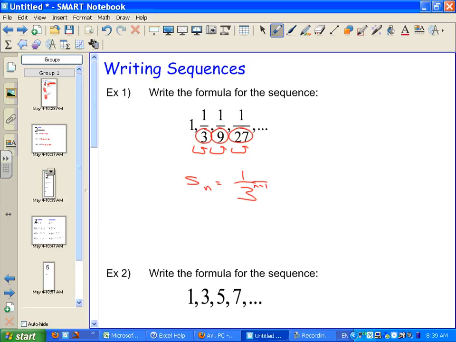Try that. When I plug in 1 here, I'm going to get 1 minus 1 is 0, 3 to the 0 is 1, 1/1 is 1. My second term, I plug in 2. 2 minus 1 is 1, 3 to the first is 3, 1/3. When I plug in 3, 3 minus 1 is 2, 3 squared is 9, 1/9. That's my 3rd term. It works.